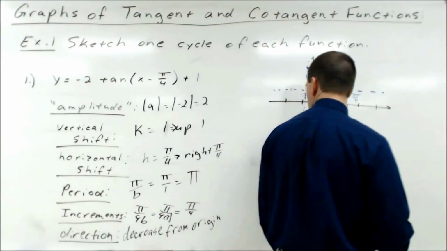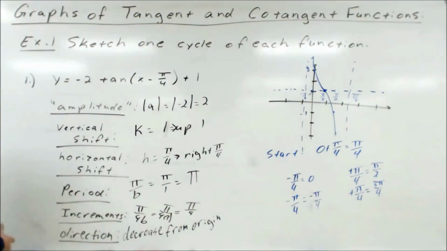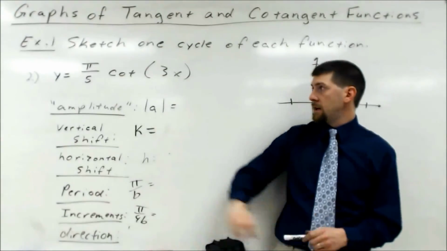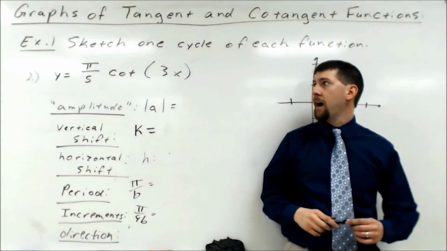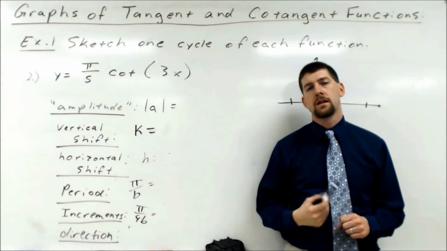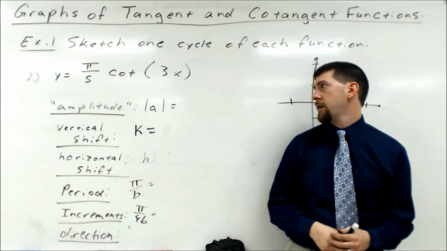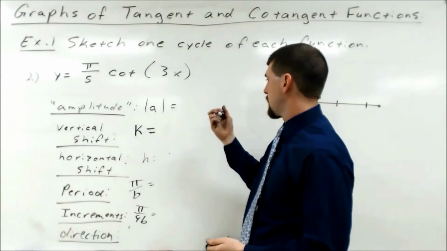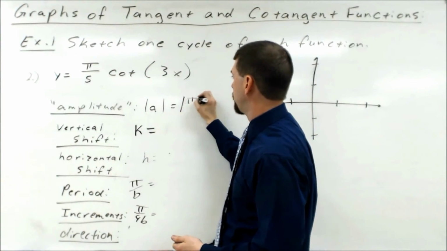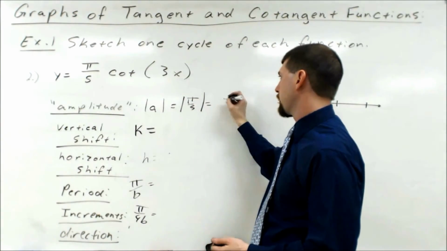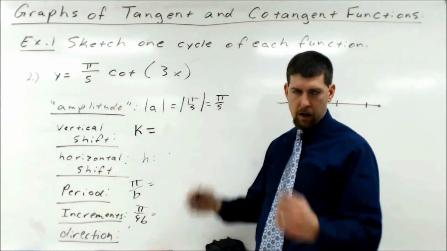Let's look at a cotangent graph. Okay, let's say we have this function, y equals pi over 5 cotangent of 3x. So we go through the same process. Identify the amplitude. Amplitude is the absolute value of a, so the absolute value of pi over 5 is going to give us pi over 5. Well, what's pi over 5 mean?